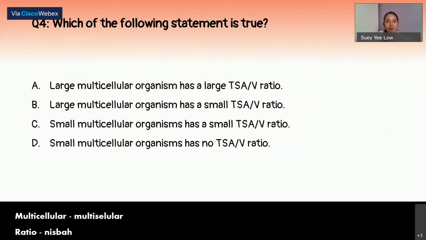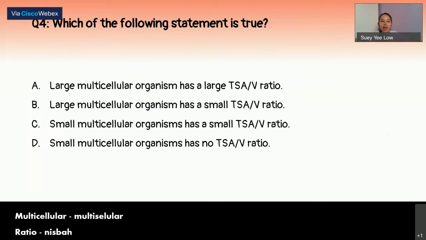So question 4. Which of the following statements is true? Remember our TSA per volume? So TSA per volume is total surface area per volume. Total surface area per volume. So, which of the following statements is true?